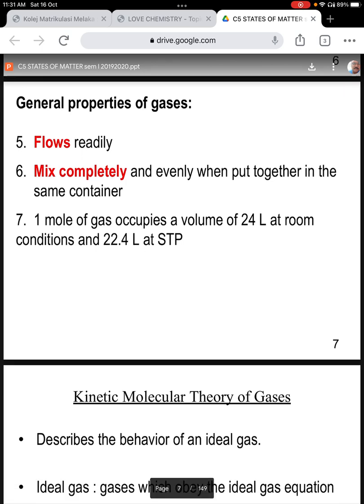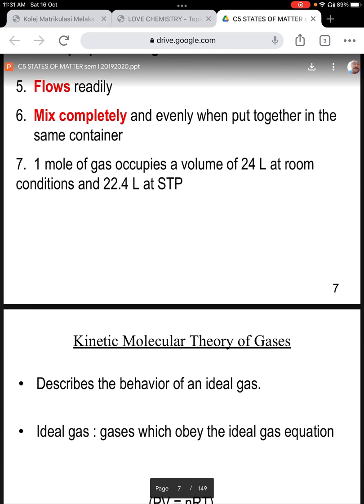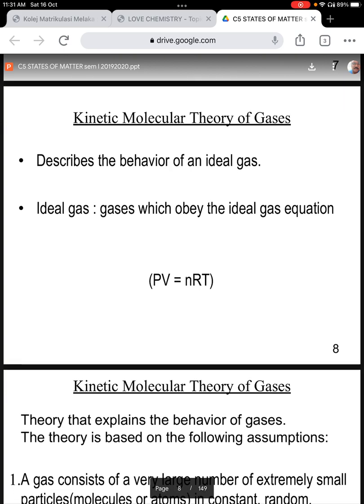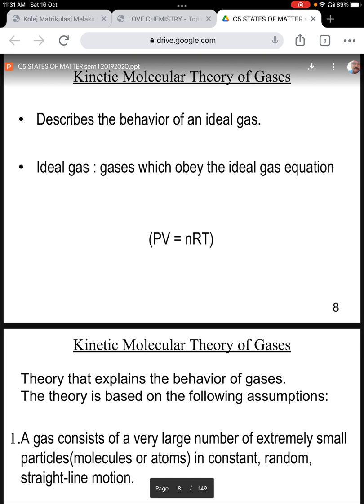1 mole of gas occupies a volume of 24 liters at room conditions and 22.4 liters at standard temperature and pressure. Next is the kinetic molecular theory of gases, which describes the behavior of an ideal gas. An ideal gas is a gas that obeys the ideal gas equation. The ideal gas equation is PV = nRT. P stands for pressure, V stands for volume, n stands for moles of gas, R stands for the universal gas constant, and T stands for temperature in absolute Kelvin.